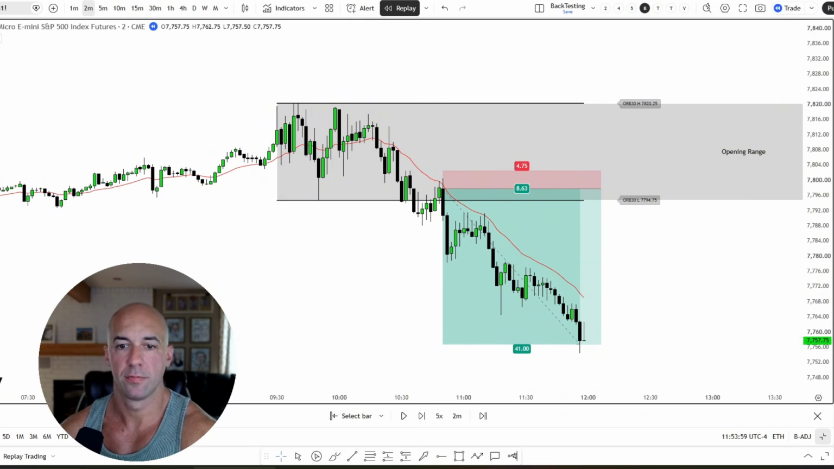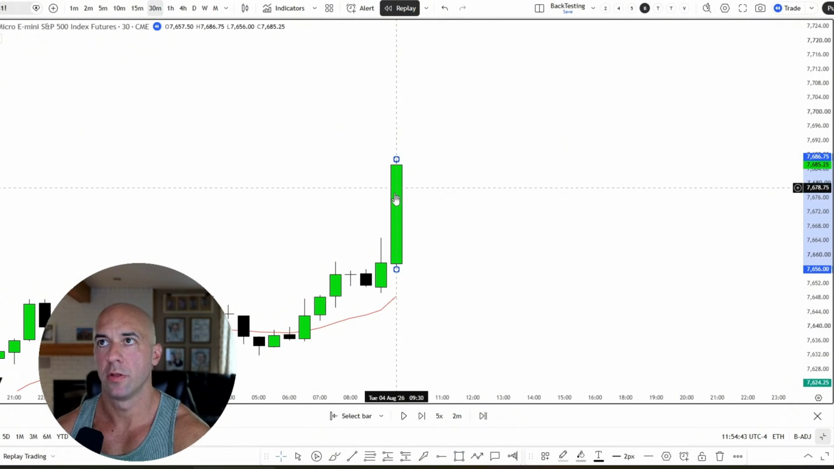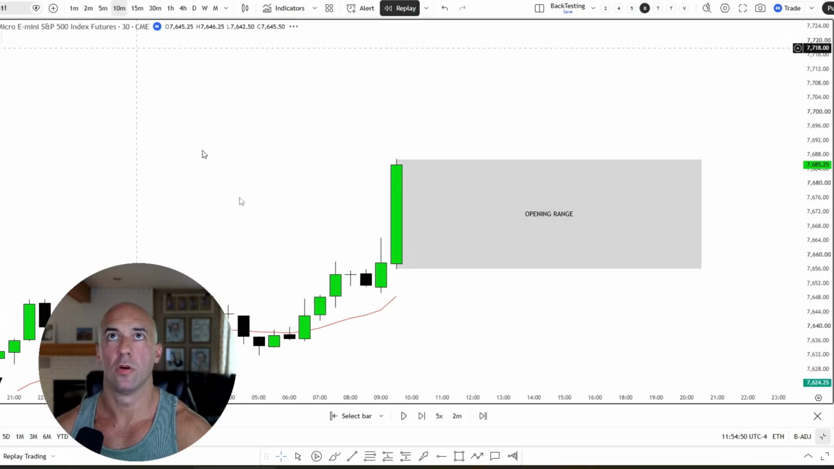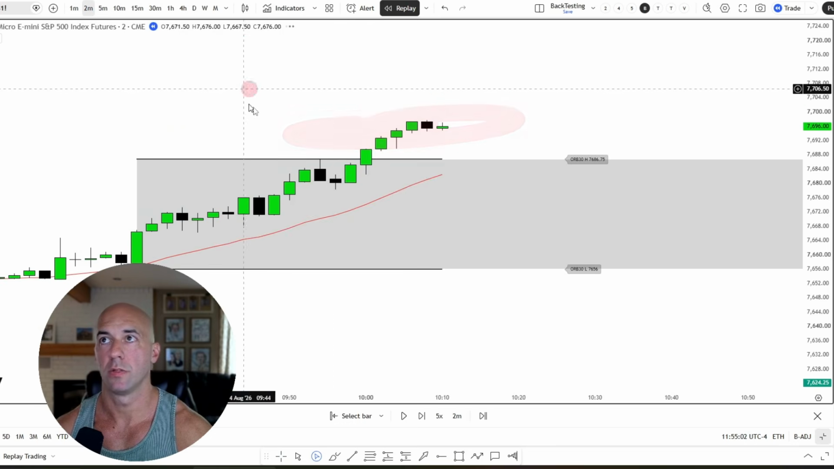Let's look again at another day. Here we are on Tuesday. Here's your first 30-minute candle of the day. There's your first 30-minute candle opening range. Drop to the 10-minute time frame. Wait for a 10-minute candle to close outside that range. The 10-minute candle closed outside of that range, right? Let's go to the 2-minute time frame. Not the 1 minute. Sorry, the 2-minute.